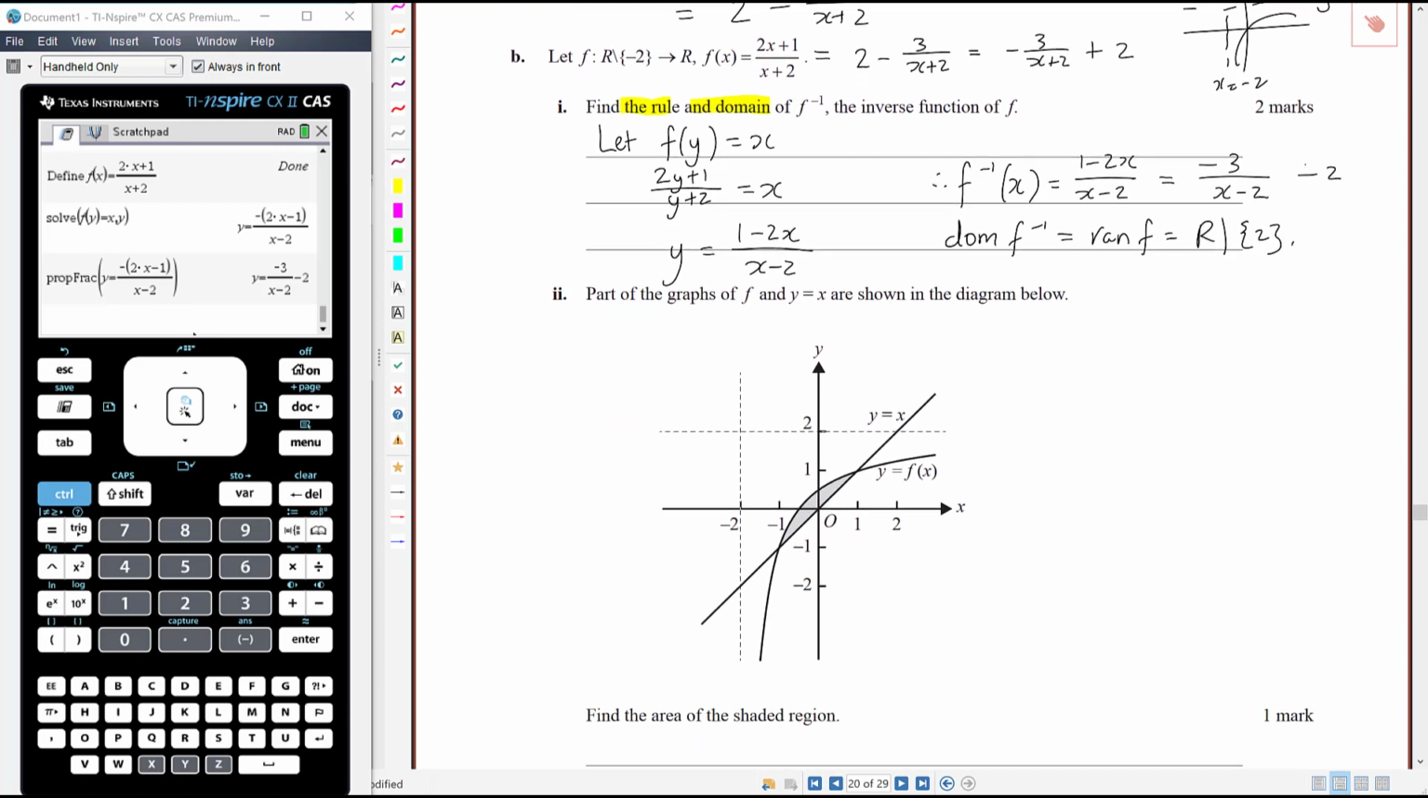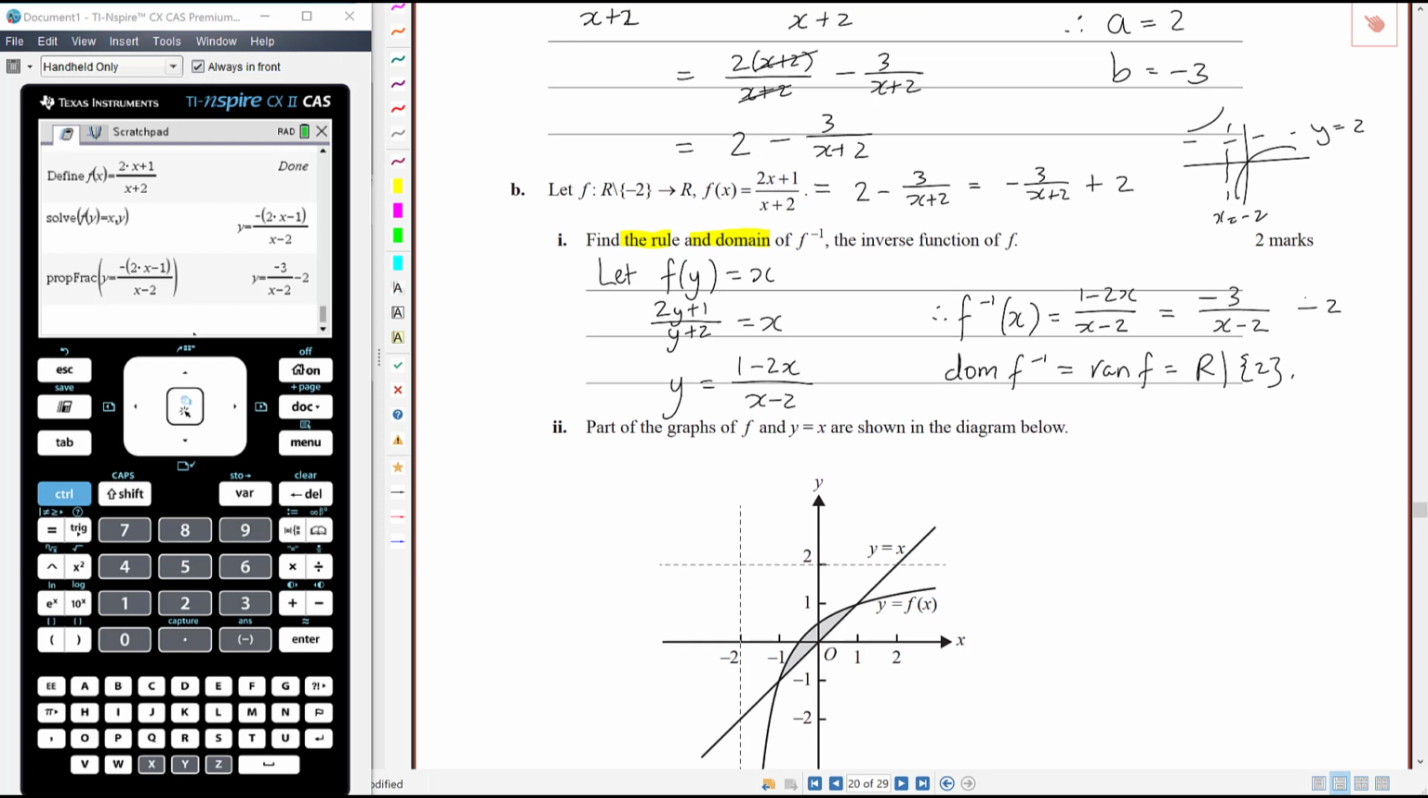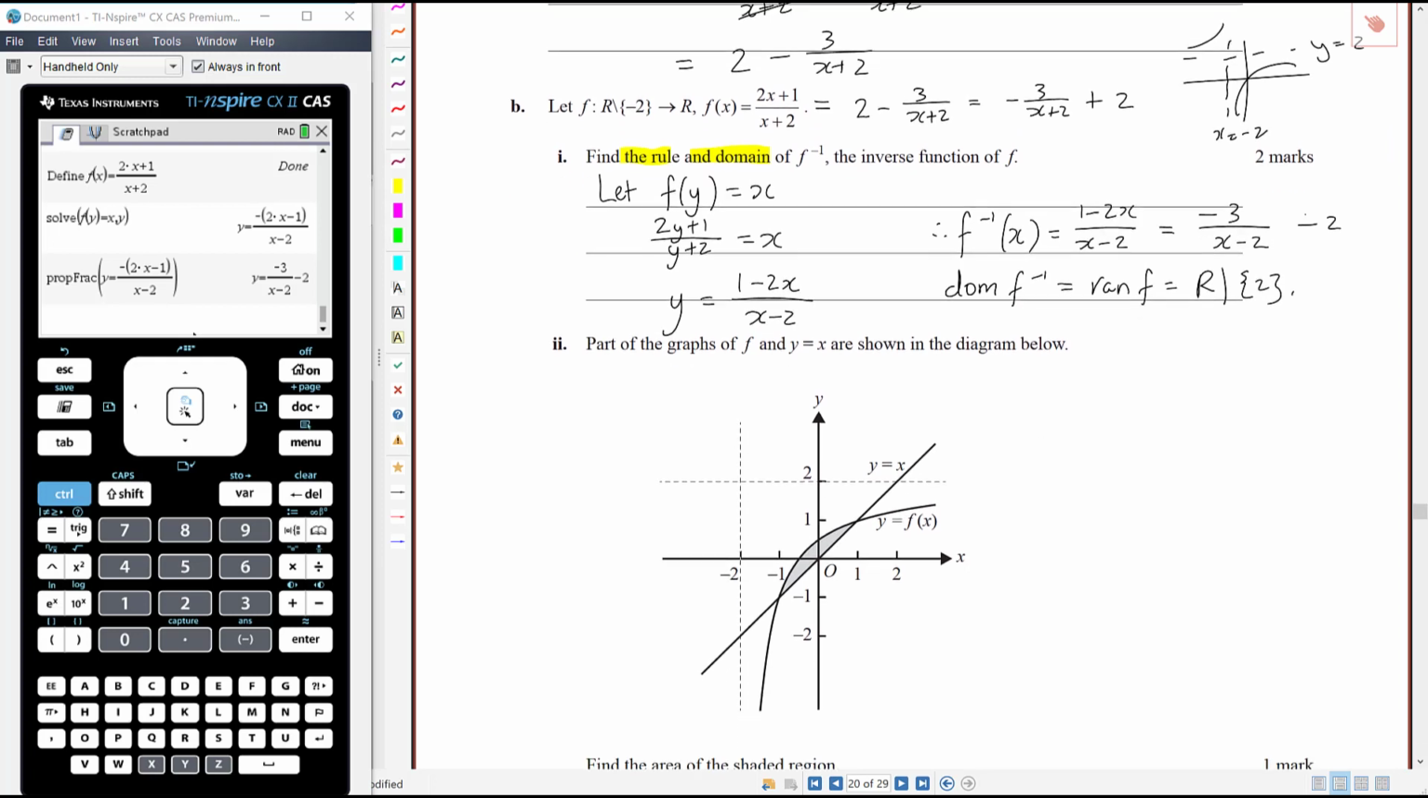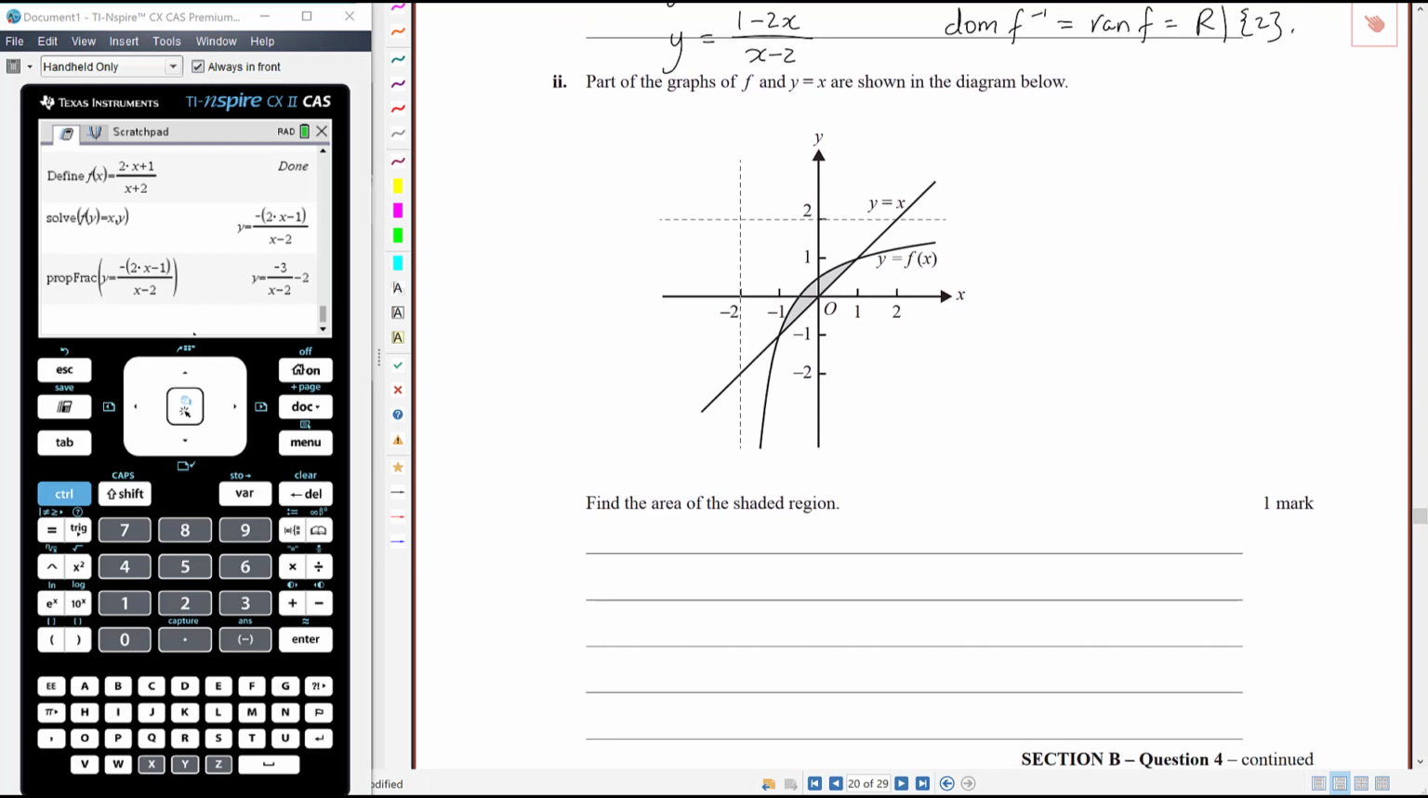So they're both hyperbolas. Okay, part of the graphs of f and y equals x are shown in the diagram below. Okay, so here is part of f, so there's another part up here, but we've got part of f down here and y equals x in the diagram below. Find the area of the shaded region. Okay, so first of all I need to find those points of intersection. So we want to make f of x equal to x. So let's solve that.